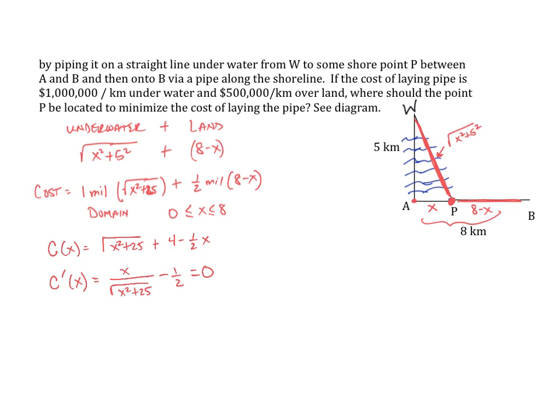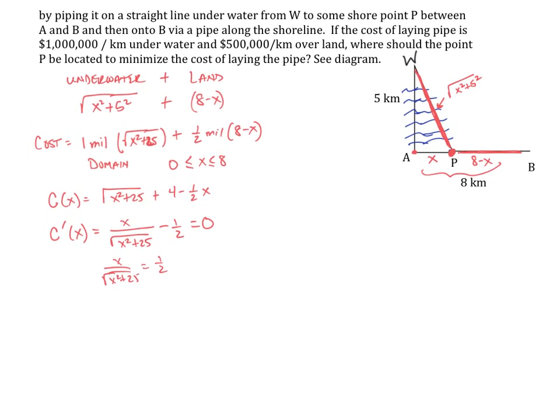At this point, I can solve it. And to solve this, I'm going to bring the 1/2 over: x over the square root of x squared plus 25 equals positive 1/2. I'm going to cross multiply, and I'll get 2x equals the square root of x squared plus 25. I will square both sides, so 4x squared equals x squared plus 25. 3x squared minus the 25 equals 0. Right? I brought everything over.